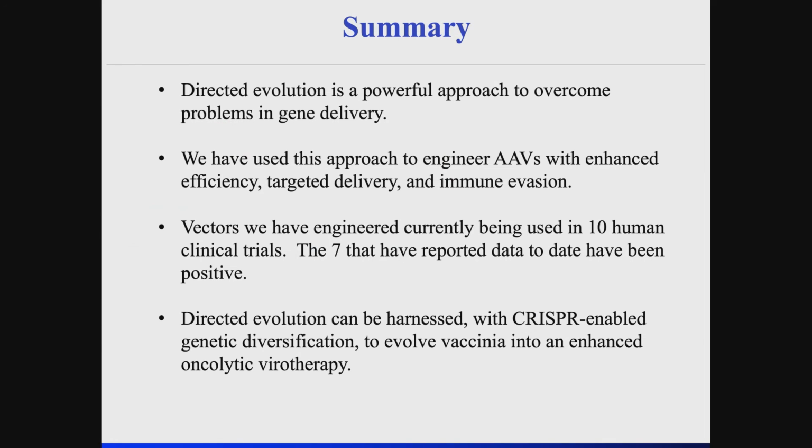So I'd like to summarize by saying that directed evolution is a very powerful approach to overcome problems in gene delivery. We've used this approach to reprogram AAVs with enhanced efficiency, targeted delivery, and immune evasion. Vectors that we have engineered have currently advanced into 10 human clinical trials. The 7 that have reported data to date have all been positive, and we look forward to advancing vector products that encode genome editing machinery, specifically CRISPR, as well. And finally, directed evolution can also be harnessed, as a result of CRISPR-enabled genetic diversification technologies, to evolve vaccinia into an enhanced oncolytic virotherapy with better delivery to a tumor.